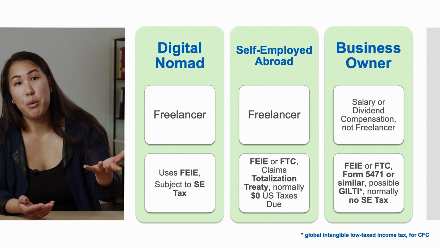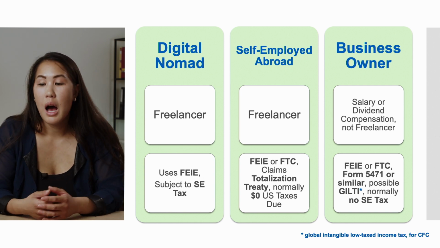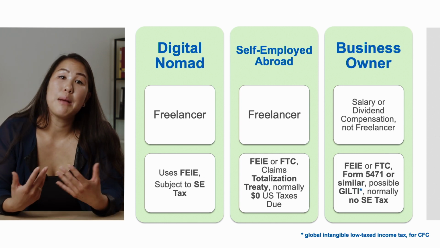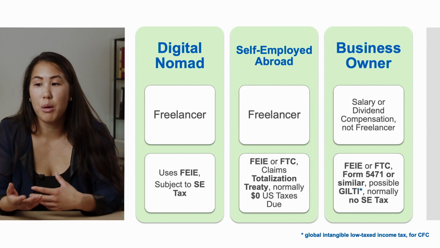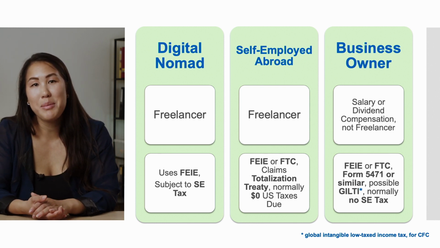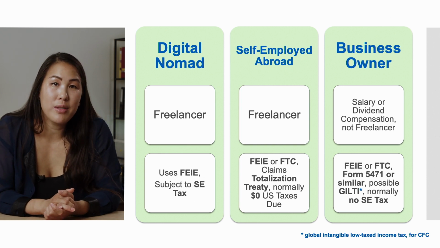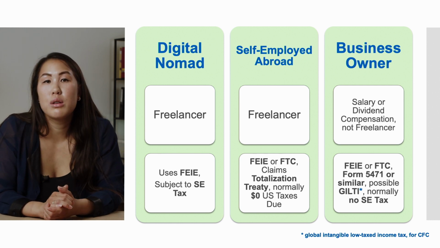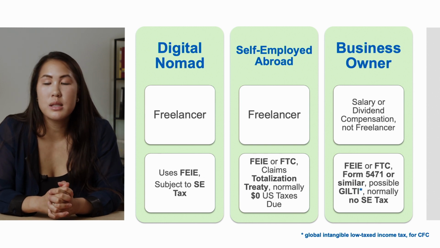Regardless, here you have the digital nomad. You're a freelancer. You're probably using the foreign earned income exclusion to get rid of any income tax up to the allowable amount, but you're subject to self-employment tax. You're a self-employed person abroad, so you're not a digital nomad, you're actually living in a different country, you're registered, you're a small business owner, you're still probably a freelancer, and you can use the foreign earned income exclusion or foreign tax credit because, again, you pay taxes abroad. And normally you can use the Totalization Treaty if you live in one of those 30 countries I named. This will normally result in 0 taxes owed. So I think that's the situation that most folks with businesses abroad will fall in.